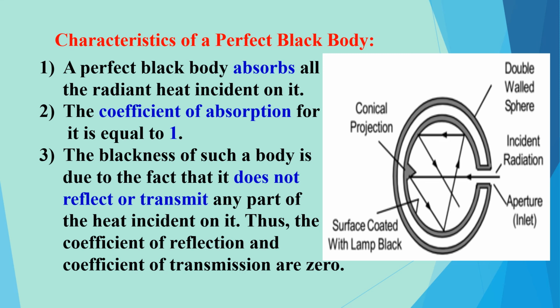Characteristics of a perfect black body. A perfect black body absorbs all the radiant heat incident on it. The coefficient of absorption for it is equal to 1. The blackness of such a body is due to the fact that it does not reflect or transmit any part of the heat incident on it. Thus, the coefficient of reflection and coefficient of transmission are 0.